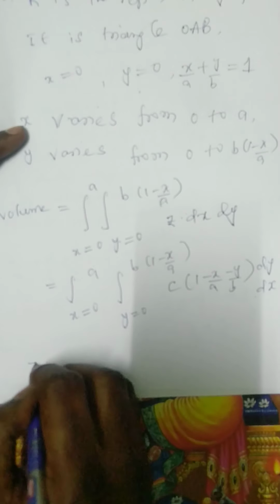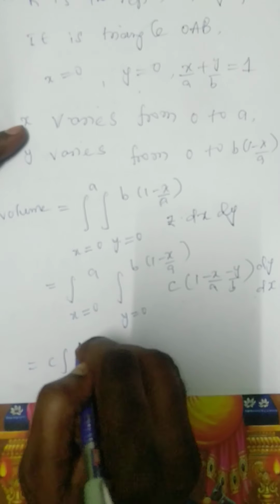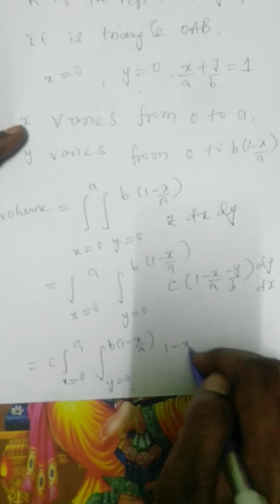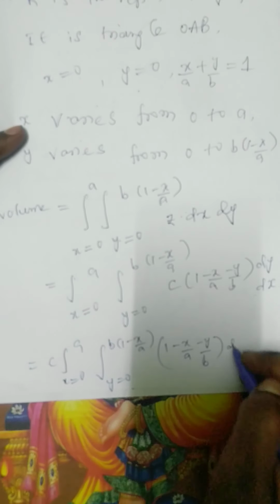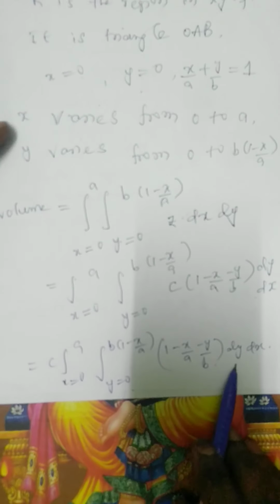Now here that equals c into the integral x equals 0 to a and y equals 0 to b into 1 minus x by a, of 1 minus x by a minus y by b, dy dx. Okay, now first I am going to integrate with respect to y. That I will continue in the next page.